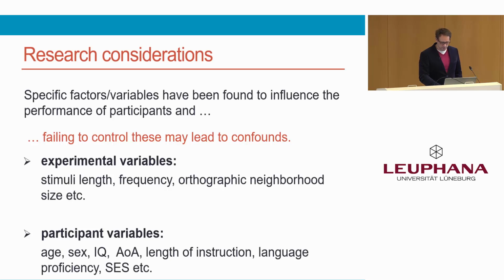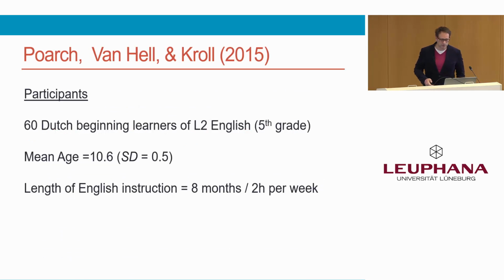Now, as an example, we'll look at a study that I ran for my PhD. This was run in the Netherlands. We tested 60 Dutch kids who were beginning learners of L2 English. And these were between 10 and 11, these kids. And they'd had English instruction for 8 months.